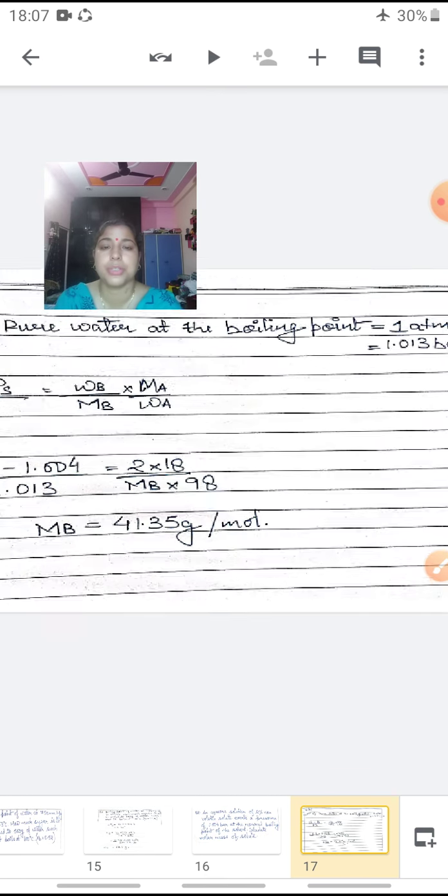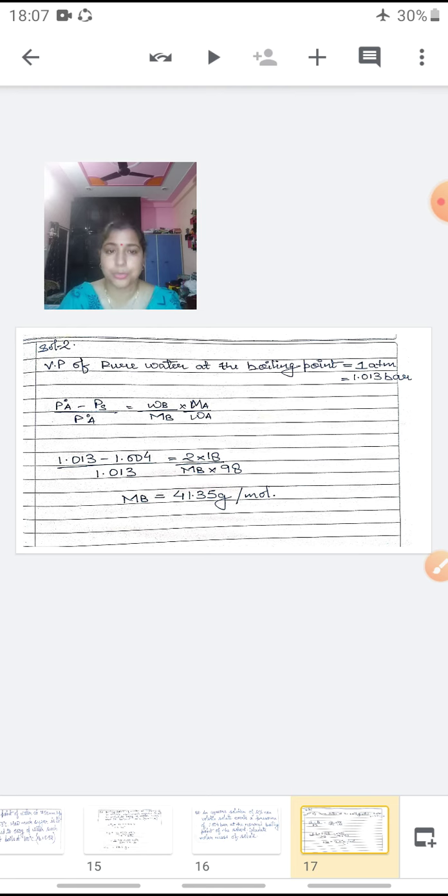Now see how to solve the question. The vapor pressure of pure water at 1 atm is, you all know, 1.013 bar, and for solution it is given as 1.004 bar. So subtracting the two, we get the lowering in vapor pressure, divided by 1.013, that is of the pure solvent. Putting these values, WB is given to you, MB we have to calculate, MA is 18 and WA is 98. 2 gram of solute and 98 gram of water. So the answer comes out to be 41.35 gram per mole.